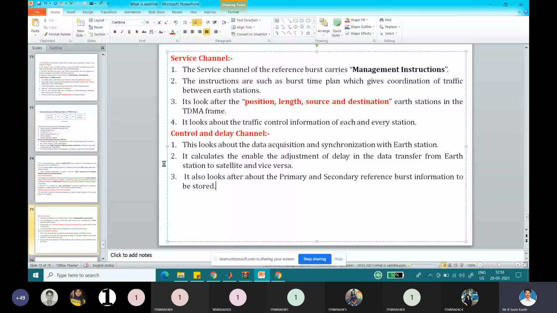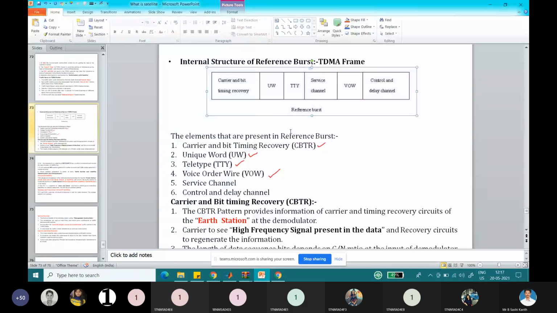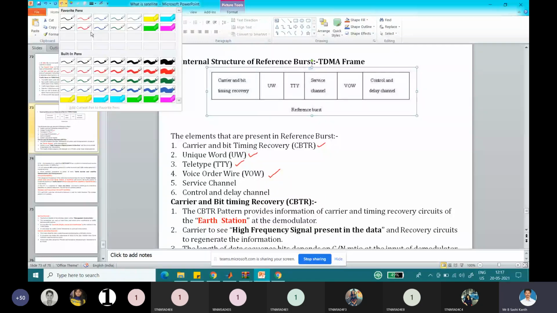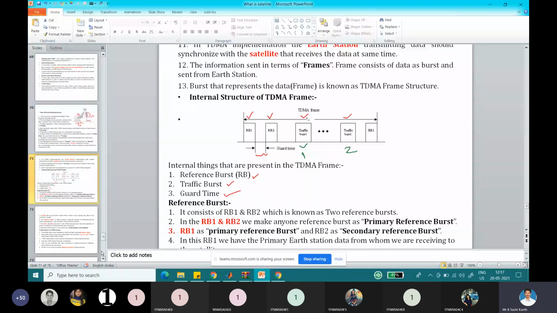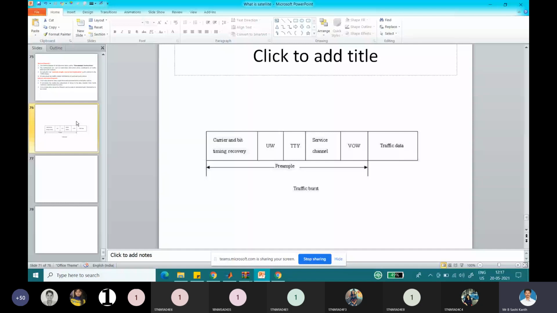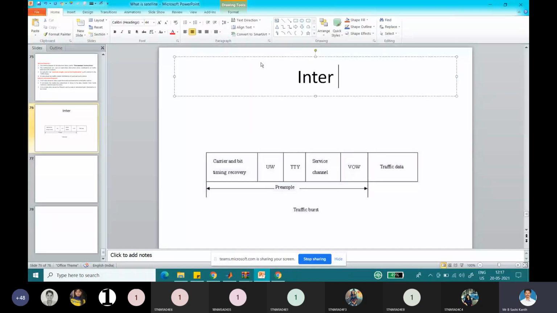Okay, what we have discussed in the burst is the internal structure of the reference burst in the TDMA frame. Next, we are going to discuss the internal structure of the traffic burst, because in the frame structure we have discussed the reference burst here. Now we are discussing the traffic burst. Internal structure of traffic burst.